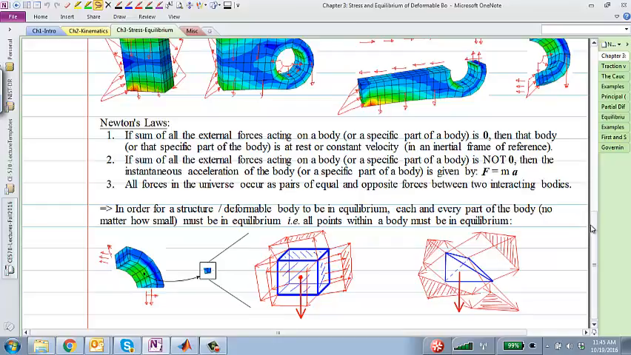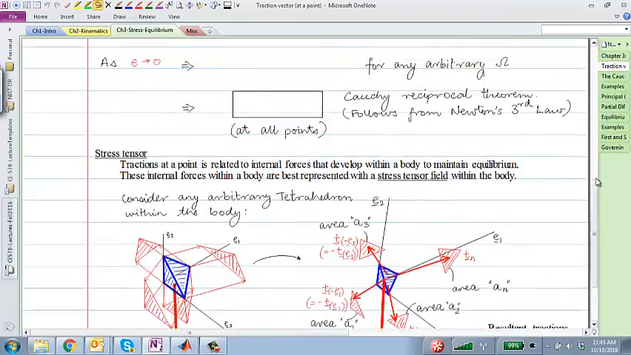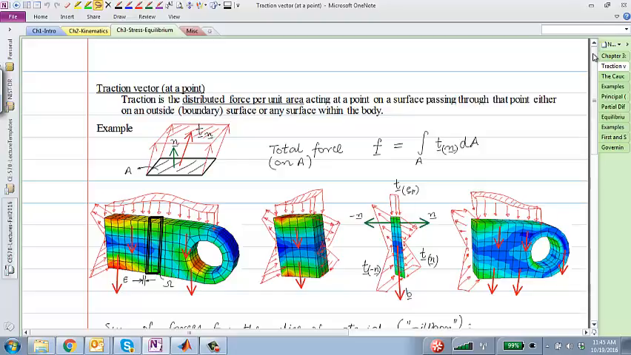Okay? So this concept of distributed forces per area is going to allow us to introduce this quantity called traction. Now, what most of you relate traction with is actually stress.